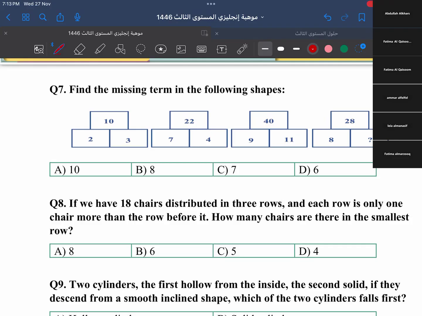6, exactly. ممتاز. So, as you said here, your pattern is right. What we do is add both numbers and then multiply them by 2, and we're gonna have the next number. Exactly. So here, it should be 6. When I add them together, I'm gonna have 14, and then I multiply it by 2, and I'm going to get 28. ممتاز فاطمة.